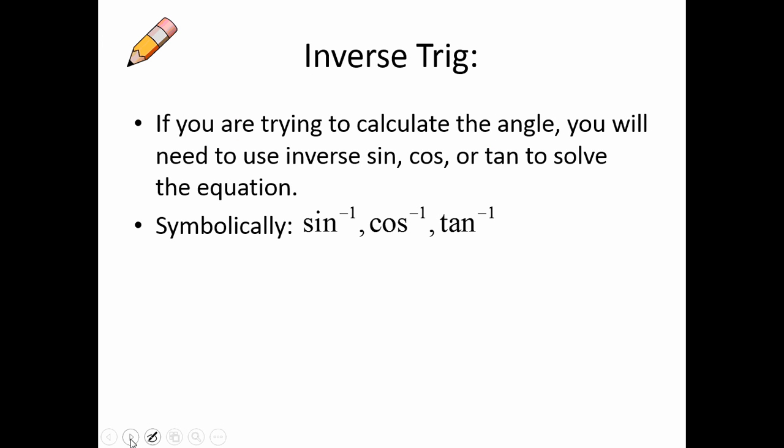So here's the part you need to get in your notes that's brand new to us today. If you're trying to calculate the angle, you will need to use the inverse sine, cosine, or tangent to solve the equation. So symbolically, we're looking for these symbols on our calculator as well. Symbolically, this means the sine inverse. The little negative one, what looks like an exponent here, is really representing inverse. You use that a lot in upper level math classes. Cosine inverse, tangent inverse.